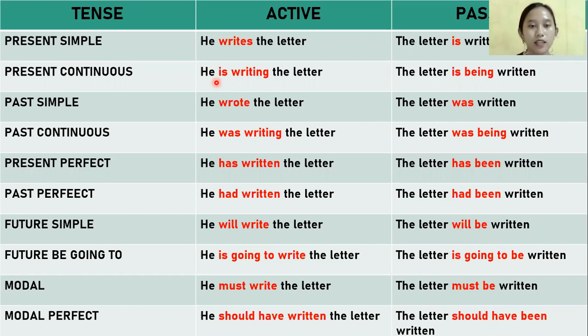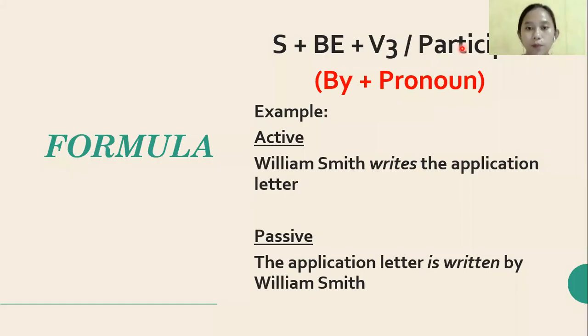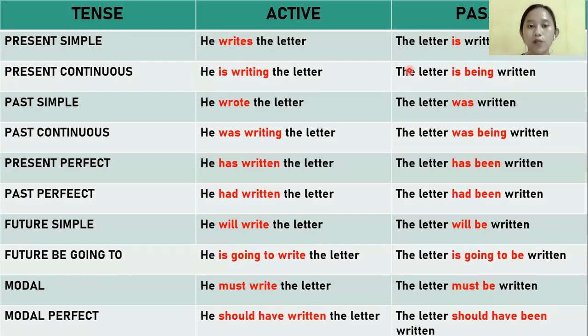Okay, you can see this table. For example, the present simple tense: he writes the letter. When we want to turn it into passive, the letter is written. We put the be verb and the verb participle. Written, remember, write, wrote, and written. Written is the verb participle.